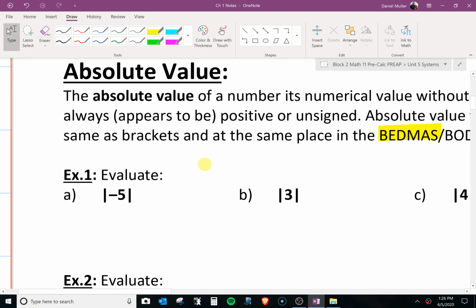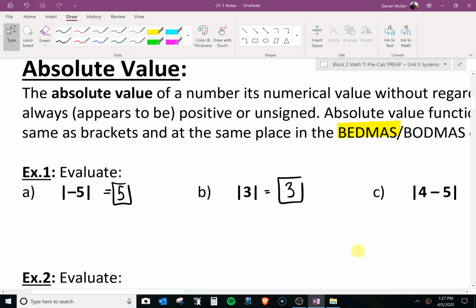What does an absolute value do? Well, it always makes things positive. So the absolute value of negative 5 is just 5. The absolute value of 3 is a positive 3. The absolute value keeps it positive. So it makes a negative number positive, and it keeps a positive number positive.